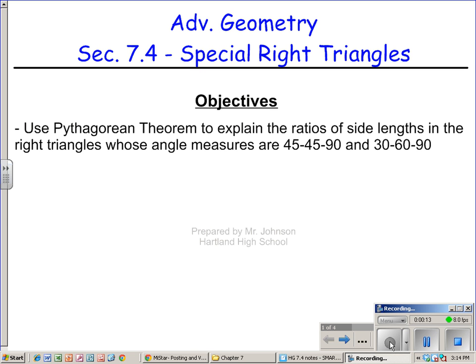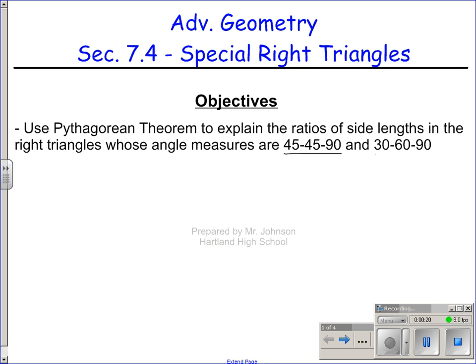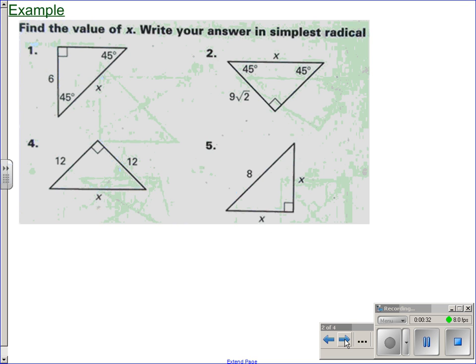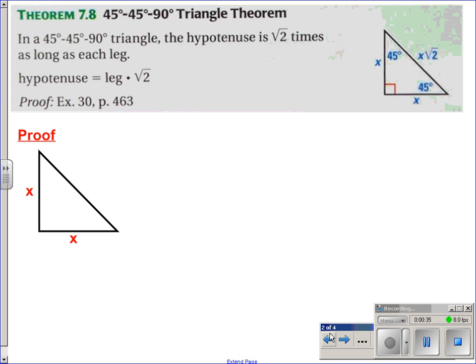This is the notes for section 7.4, talking about special right triangles. Meaning they're just a specific kind of right triangle. And you can see the two names right here, 45, 45, 90, and 30, 60, 90. These are all degree measurements. So what we're talking about is if the angles are those in a right triangle, then the side lengths have some special properties. Okay, take a second, copy down these notes, the picture, all this stuff right here.